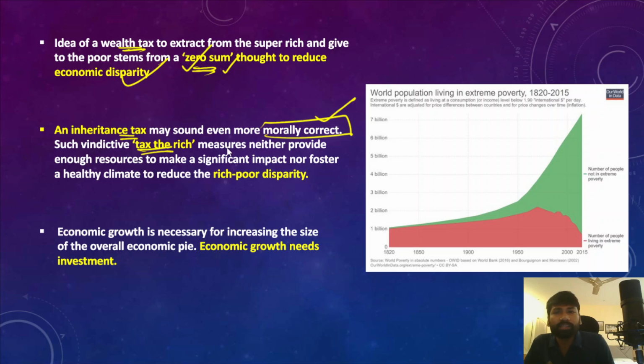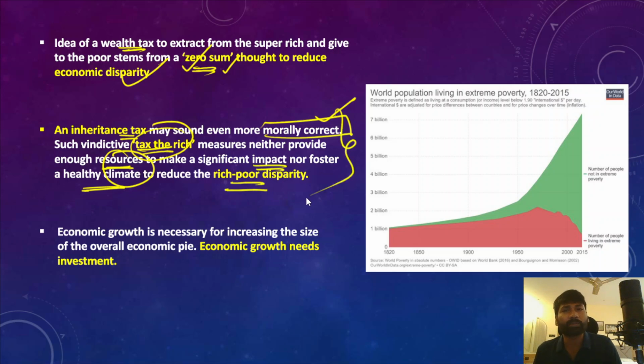However, these measures will not provide any new resources, because we need to create more and more new resources that will have a significant impact. At the same time, these measures will not foster a healthy climate that could reduce the rich-poor disparity. So these measures are not sustainable in the long term. Why is it not sustainable in the long term?